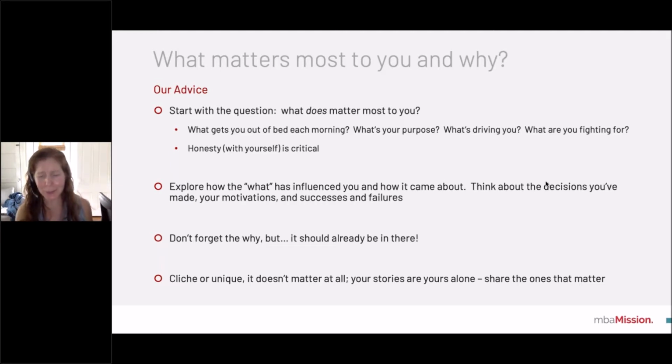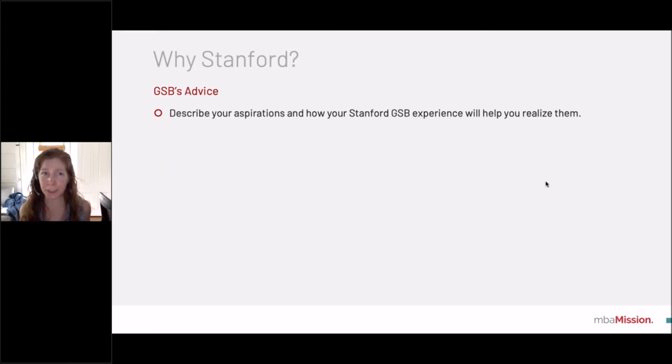So let's go on to essay B, which is a little lighter in nature. So this is why Stanford. And you can even see in GSB's advice, this is much shorter advice.